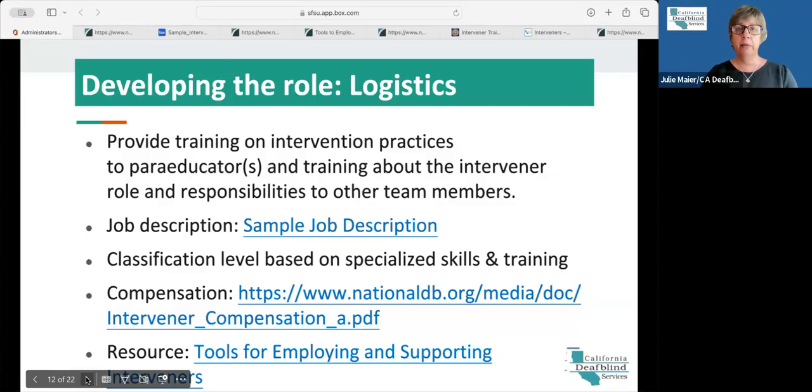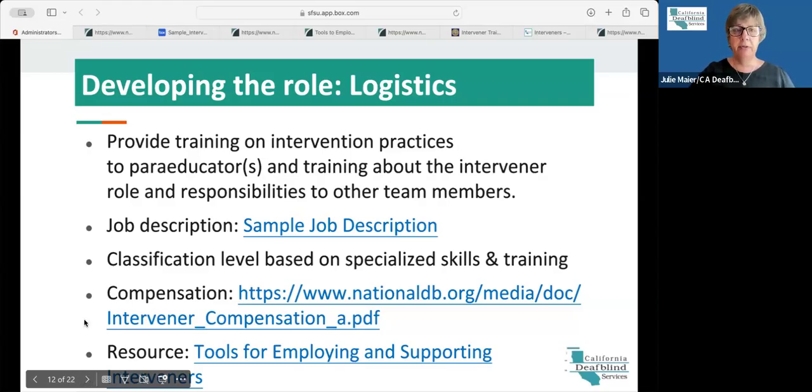But the first thing that I would suggest is first to make sure that everybody understands what an intervener is, their role and their responsibilities. So all the different team members and perhaps different members of your administrative staff. So again, share information that you've learned here, share the resources about the definition for an intervener and some other tools I'll show you in a moment. And then the second part of that is ensuring that you're providing training on intervention practices to the interested paraeducators who want to take on the role of serving as an intervener.